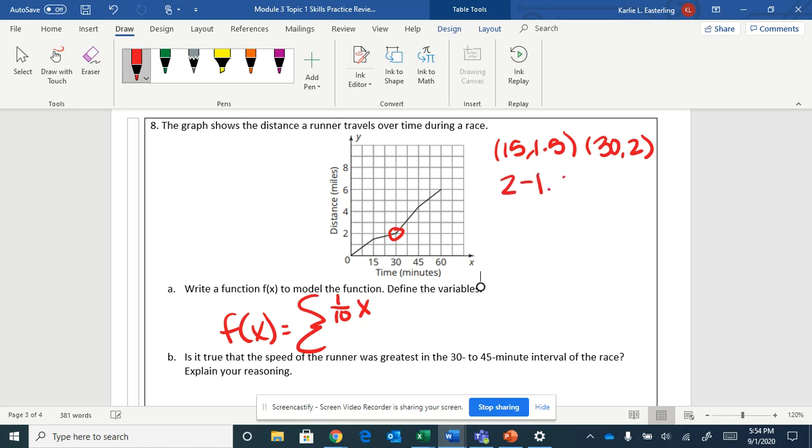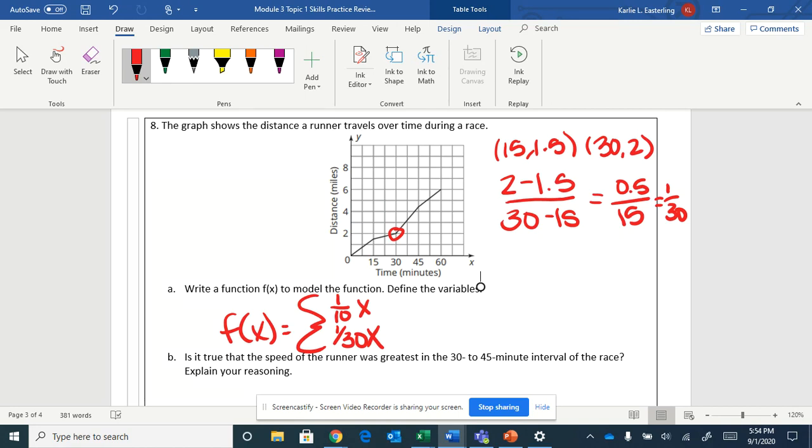So we're doing 2 minus 1.5 over 30 minus 15. So on the top, you're going to have 0.5, and on the bottom, you're going to have 15. So you'll have 0.5 divided by 15, which gives us 1/30. So we're looking at 1/30 x. And here is the fun part: we've got to then take points to determine our y-intercept for that little line segment right there.